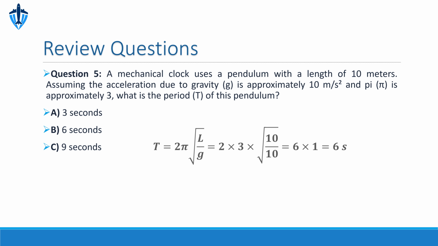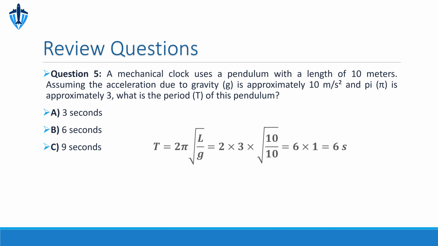The period T of a simple pendulum is given by the formula T equals 2 pi square root of L over g, where T equals period, L is the length of the pendulum, g is acceleration due to gravity, and pi equals pi. From the question, we have L equals 10 meters, g approximately 10 meters per second squared, pi approximately 3.